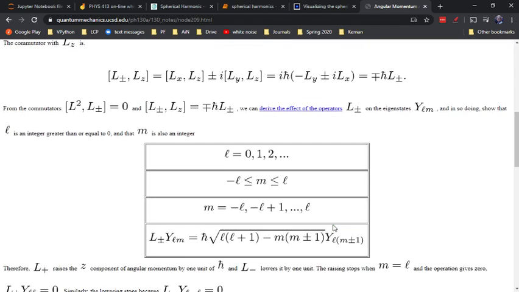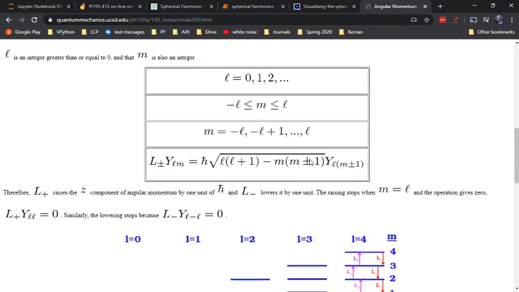It turns out what happens, and this is why I didn't want to write this down because I hate having to remember this thing, but if you apply L plus to a spherical harmonic, you get the next highest spherical harmonic. Or if you apply L minus to a spherical harmonic, you get the next lowest spherical harmonic. So this L plus or minus on Y_L^M gives you Y_L^(M plus or minus 1).